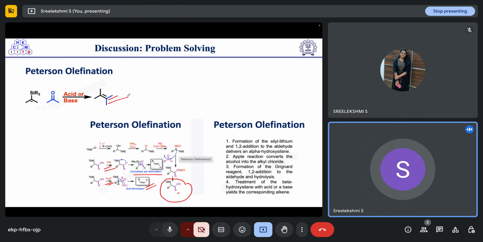Now, in the second lecture, we have seen the preparation and reactions of organoboranes and organotin reagents. In boron-containing reagents, we have seen hydroboration, oxidation, and then coupling reaction. And in organotin reagent, we have seen another coupling reaction, that is Stille coupling.